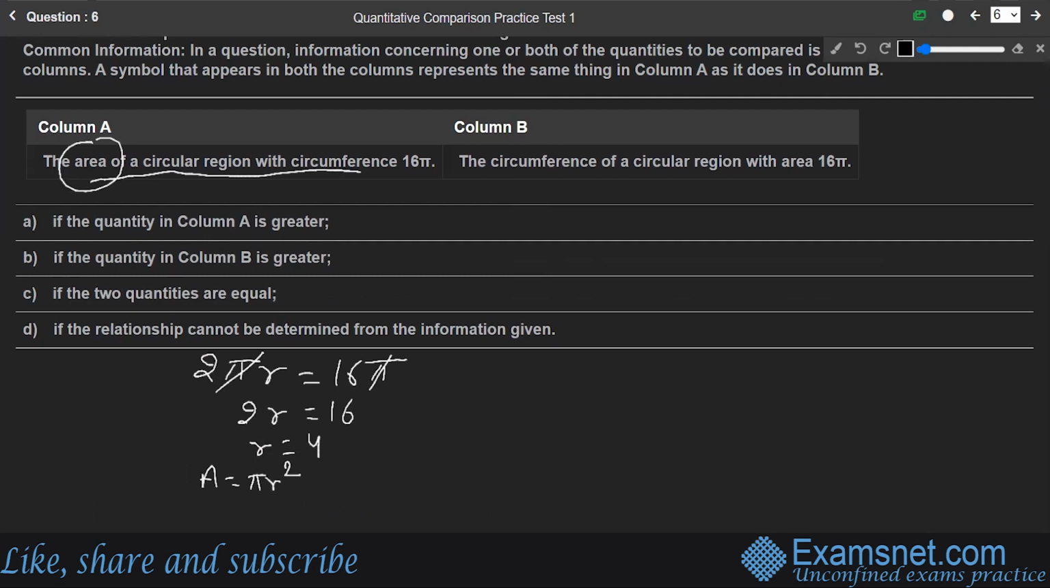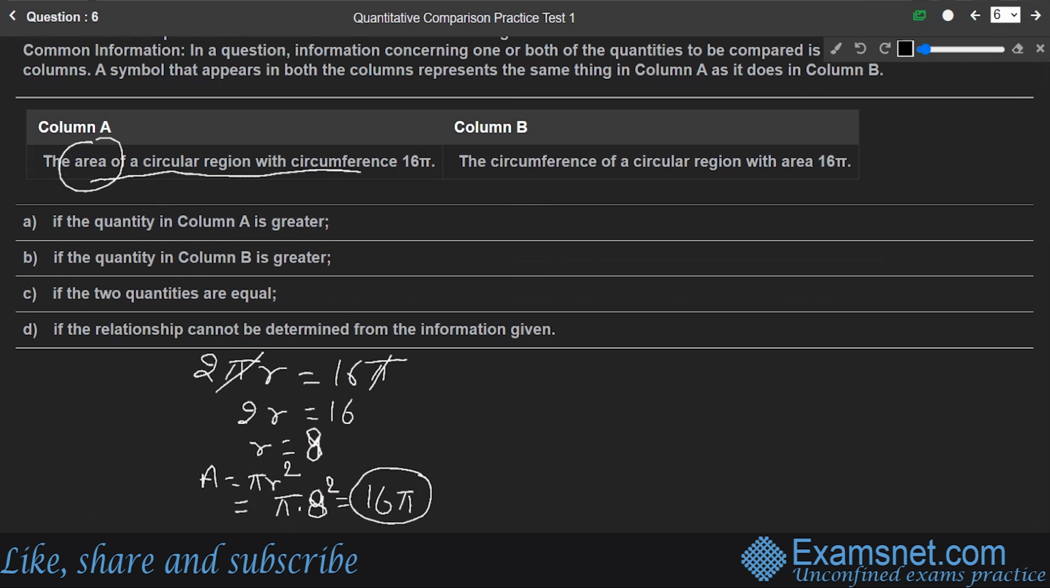So if we keep things in pi only, the area becomes pi into 4 square, that is nothing but 16 pi. So that is the area of the circle, pi r square, so 16 pi. Okay, rather r value was 8, because 2r was 16, so r value was 8. So with r value as 8, we are supposed to do pi into 8 square.